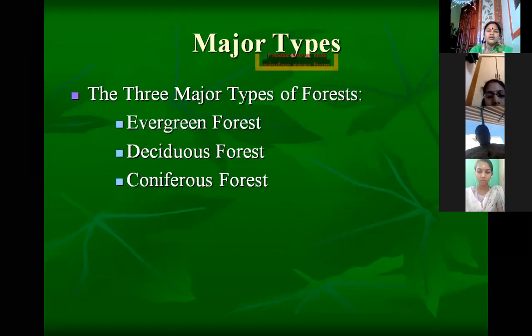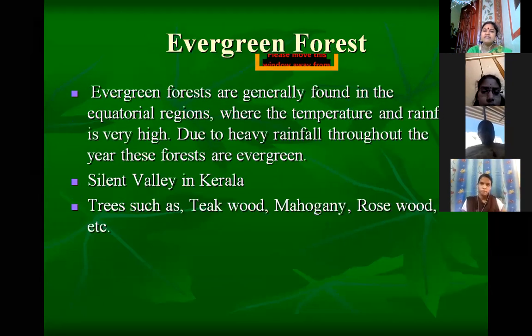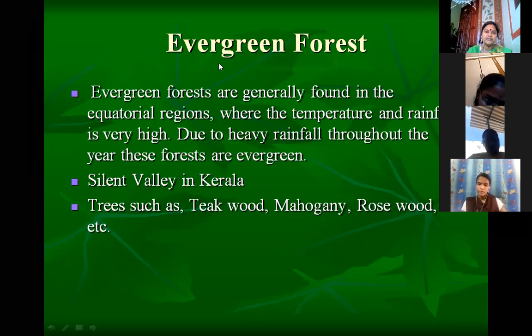Then, what are all the major types of forests? There are three types of forests, such as evergreen forest, deciduous forest, and coniferous forest. Let us see one by one. Evergreen forests are generally found in the equatorial regions where the temperature and rain are very high.